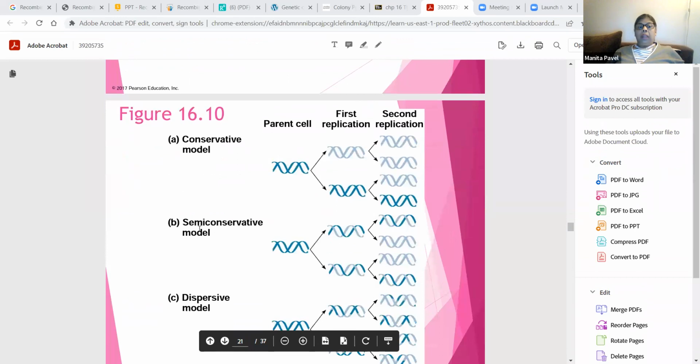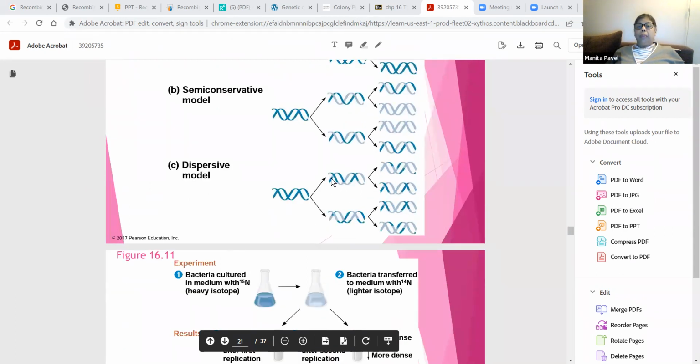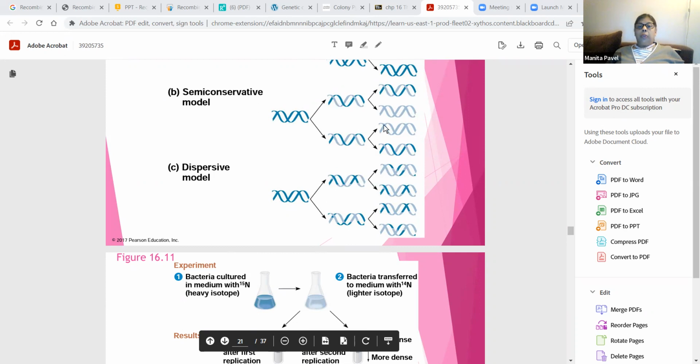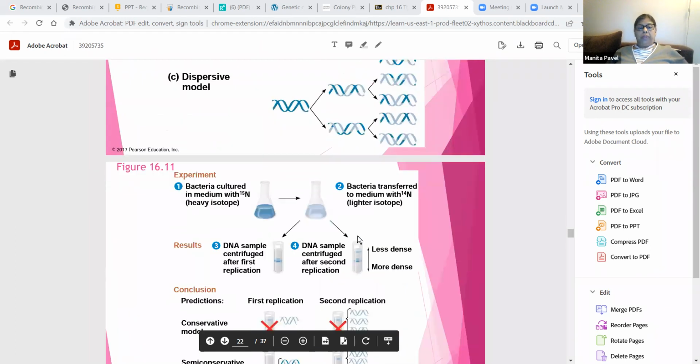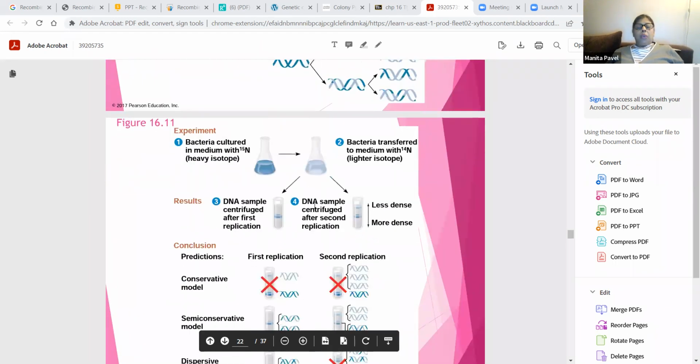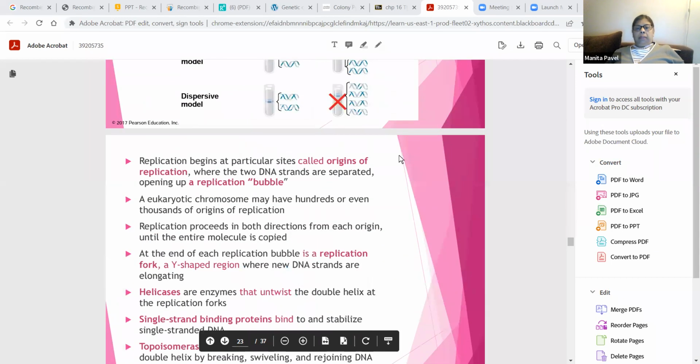That is not correct. We did the semi-conservative, where you had old and new, old and new. That was the right model. And dispersive is a mixture of both old and new, old and new. These two were refuted, the conservative and dispersive. And this was also proved with the heavy isotope nitrogen-15, in the experiments they did. So you can just look through this.